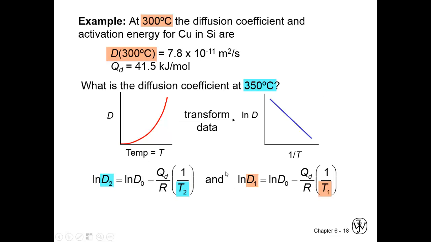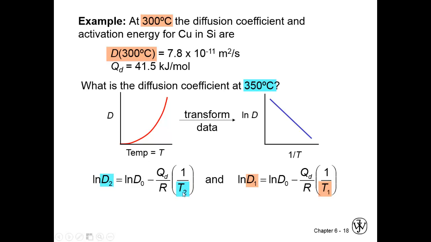Well, we have two equations here. The equation for D2, which is at 350 C, and the equation for D1 at 300 C. So temperature 1 is 300, temperature 2 is 350. Well, what's common with both of these? R is a gas constant, it's the same. QD is the same for both of these as well. The temperatures are different, but we know what those are.